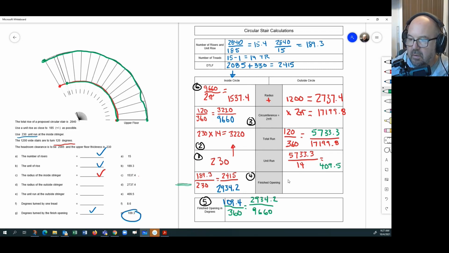And now finished opening. Unit rise over unit run is equal to drop to line of flight over finished opening. You can see here now just by looking at this, you just have to keep in mind that inside and outside has to be separated all the way through. I think that's where students make most of their errors. Finished opening. Drop to line of flight 2415. And that'll cough up a nice number here. What do I got in my calculator? 409 times 2415 divided by 189.3. 5224.5.